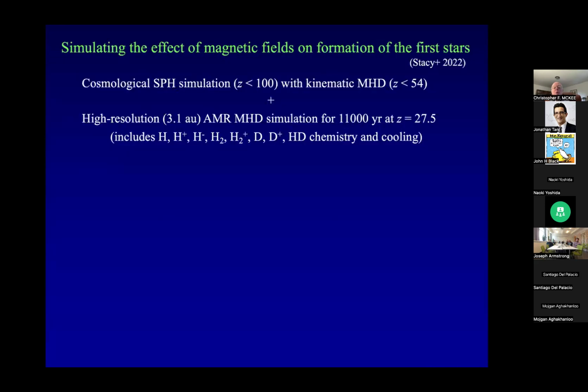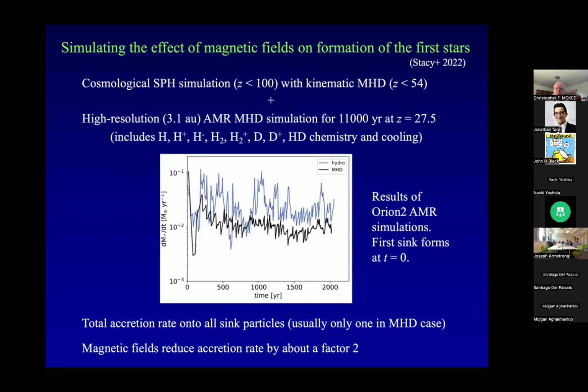So when we did our simulation, as I mentioned, we had a cosmological simulation, and then we moved over to an adaptive mesh refinement MHD simulation. And that included the hydrogen and deuterium chemistry and cooling. And the results of our simulation were that after the first sink formed at, we call that t equals 0.